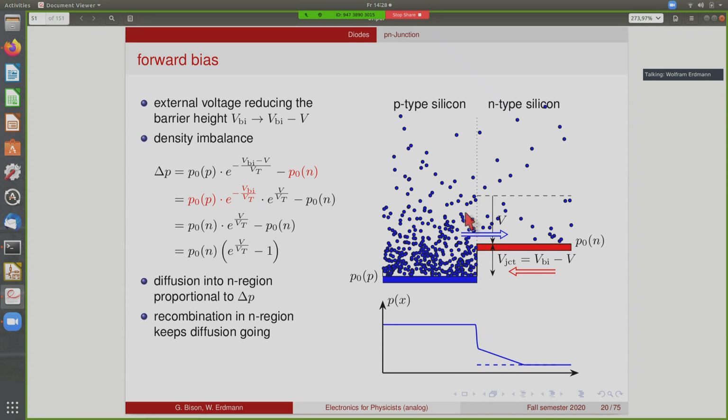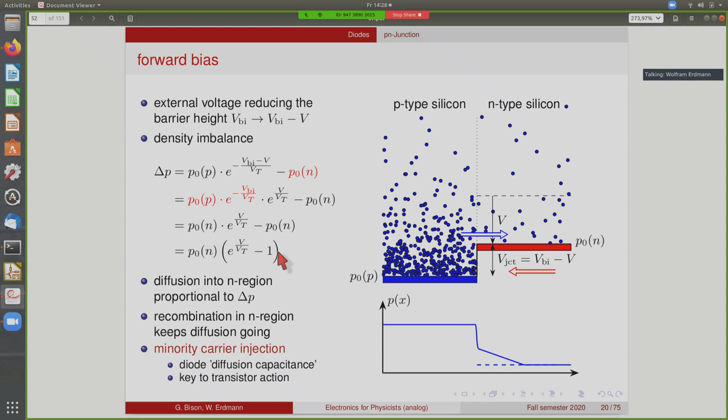So the holes that are injected here into the N region will start recombining with the majority electrons in this region. So as you go away from the junction, the density will then slowly decrease and reach the equilibrium value. And it's this recombination that keeps the diffusion going. So it's not a static case, but this leads to a steady flow of charges from the P region into the N region. And this current is proportional to the density difference, which is this term here.